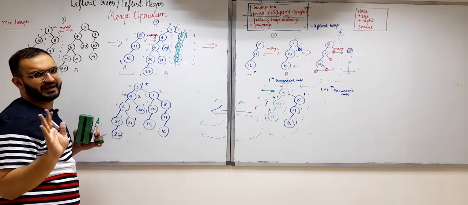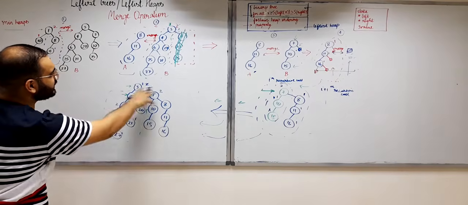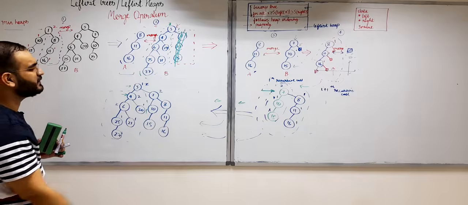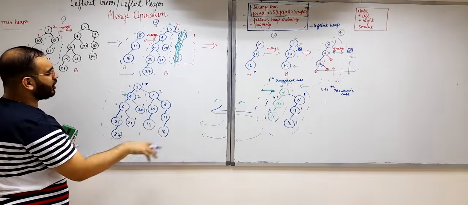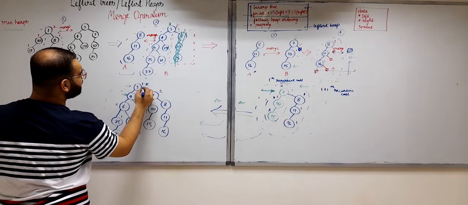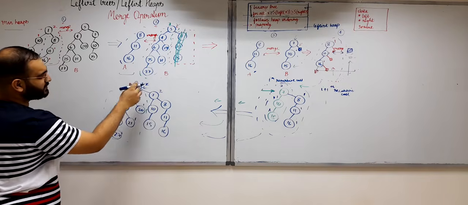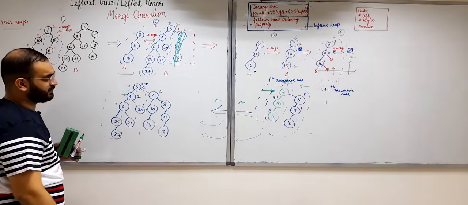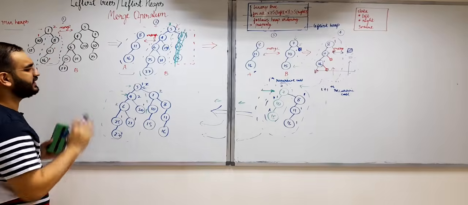So I can very easily apply it over here. Moreover, you will also find that it is also following the heap ordering property, that the value of any node is less than all its descendants. As you can see here, 3 is the minimum value node in this entire leftist heap. So all the properties it is following, it is still a leftist heap.